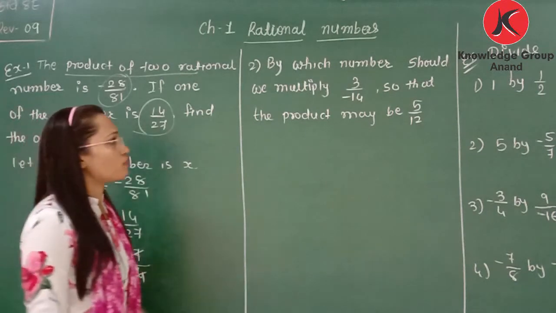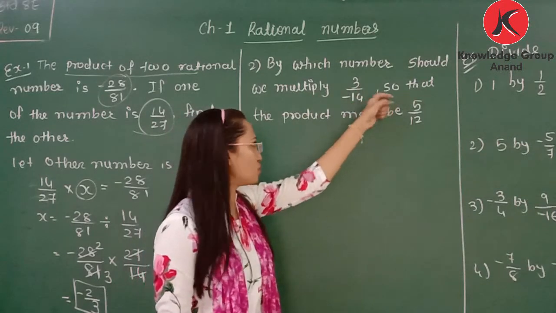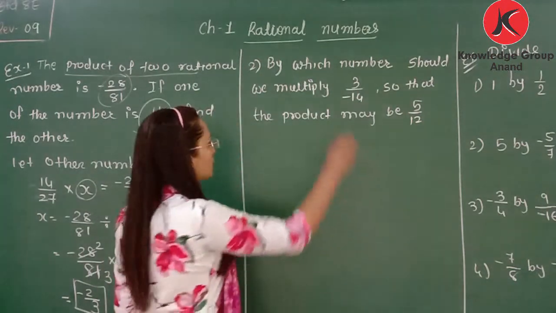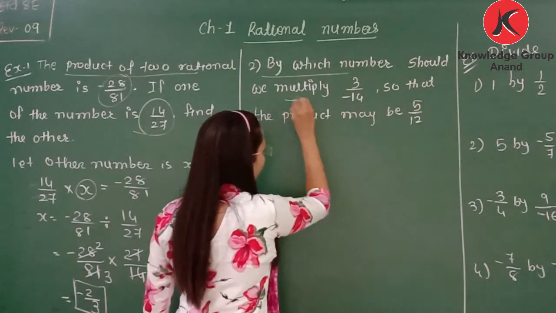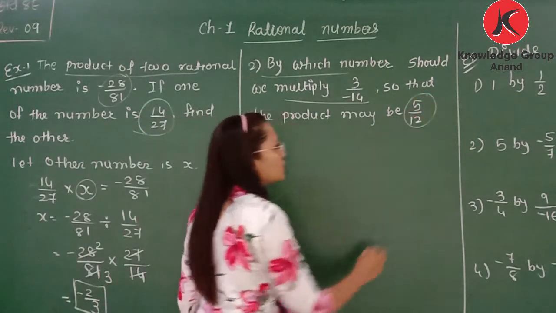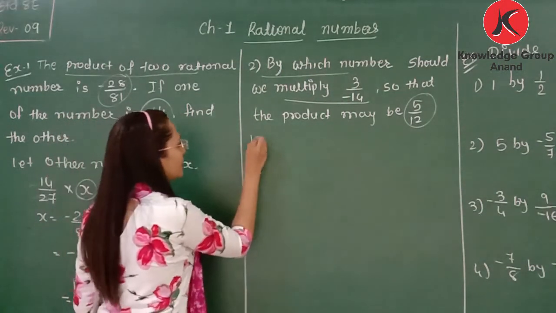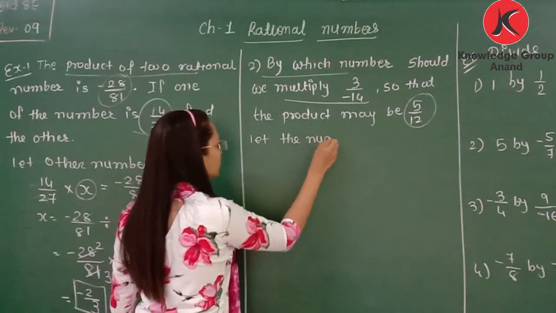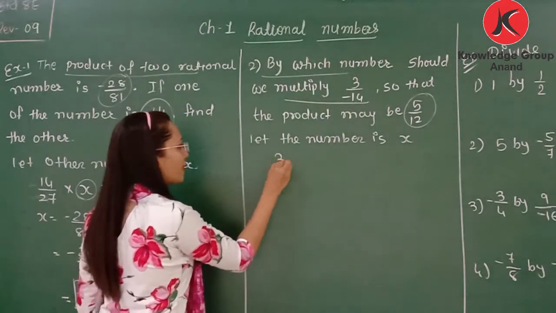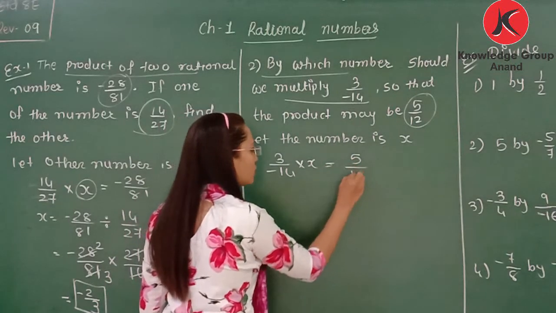Okay. Now next one. By which number should we multiply 3 by minus 14 so that the product may be 5 by 12? So what is the question? By which number we should multiply 3 by minus 14 so that the product may be 5 by 12. So we need to multiply 3 by minus 14 with some number. So let the number be x. Here x is multiplied with 3 by minus 14 and the product will give the answer 5 by 12.